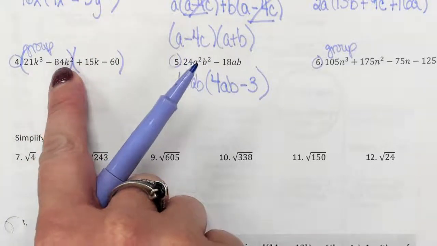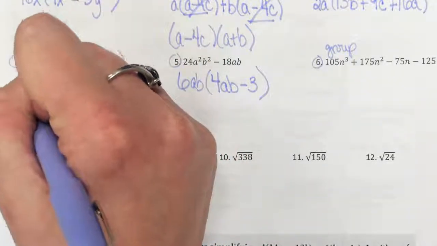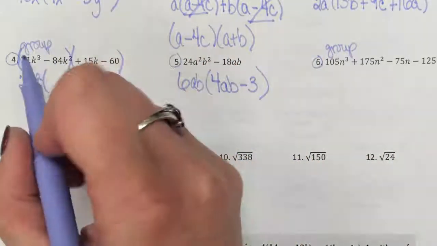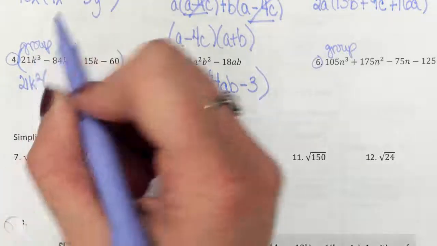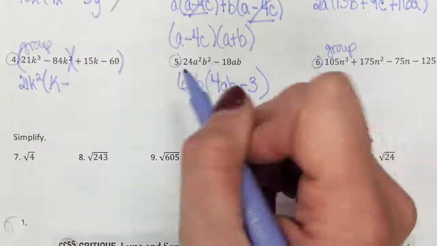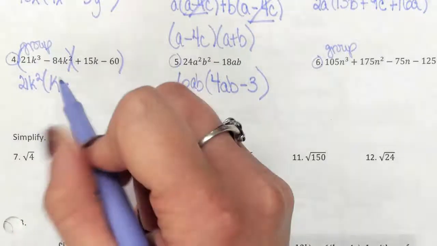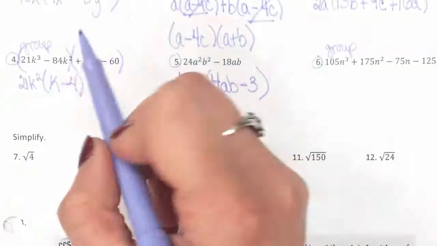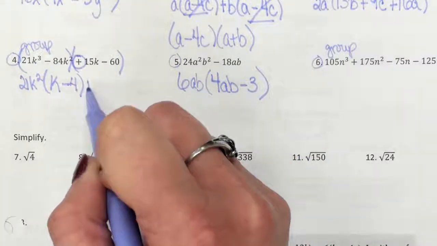Does 21 go into 84? Yes, it does. What else do they have in common? K squared. Very good. So if I took out the 21 and I took out 2 of the K's, that leaves me with K minus 84 divided by 21 is 4. Very good. All right, and this sign is very important. It tells you what to bring down, okay?